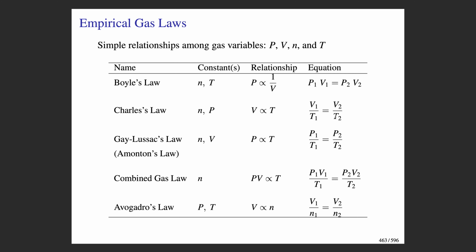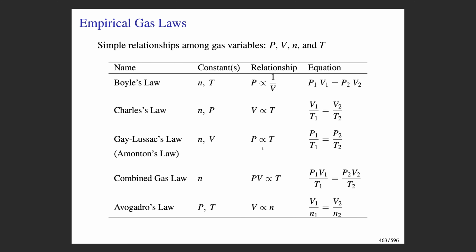In Gay-Lussac's law, which is also called Hamilton's law, the number of moles of gas and the volume are fixed. There you find that the pressure is directly proportional to the temperature. Higher temperature means higher pressure. Lower temperature means lower pressure. And you get this equation here, relating pressure to temperature for a change in state.